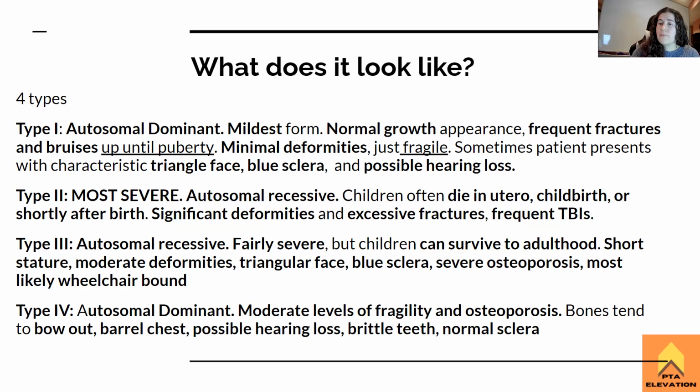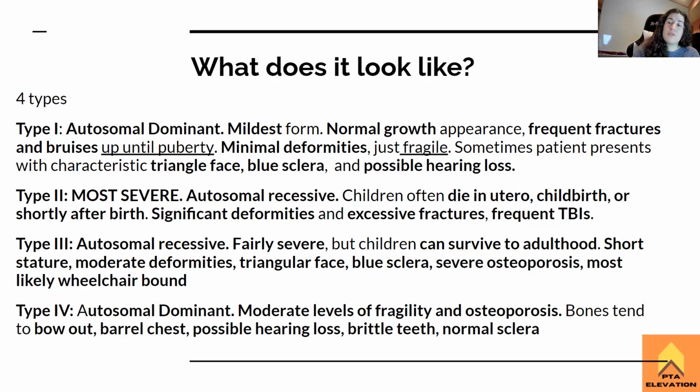And then they'll also have possible hearing loss. This is just due to the malformations of the skull itself, which is not allowing for the proper conducting of sound waves through the external auditory meatus. And so we're going to have some problems with hearing loss with this individual. So minimal deformities, they'll have frequent fractures up until puberty. They're fragile. They got that triangular looking face, blue sclera, and possible hearing loss. Now let's move on to type 2.